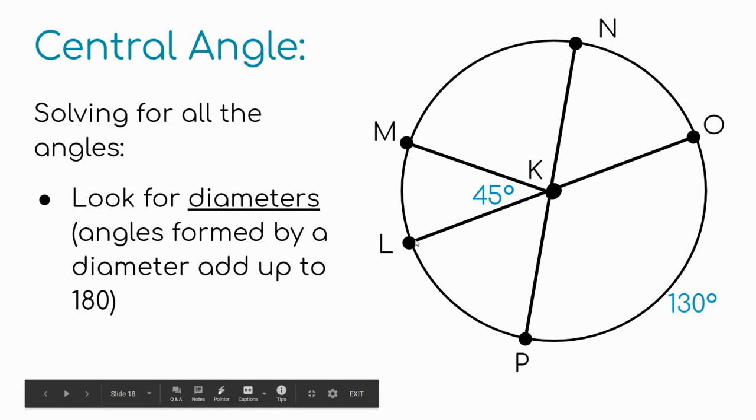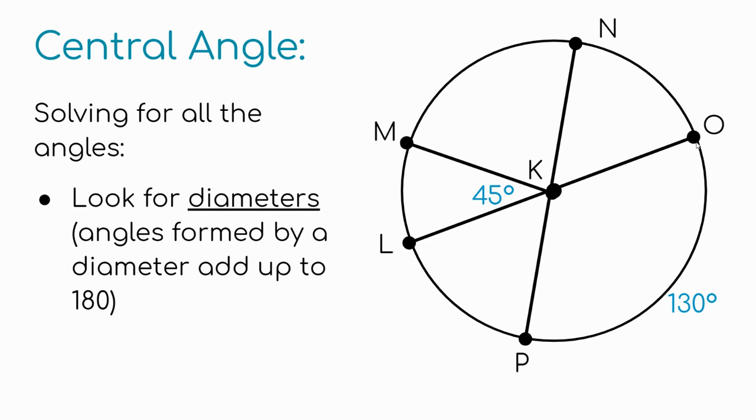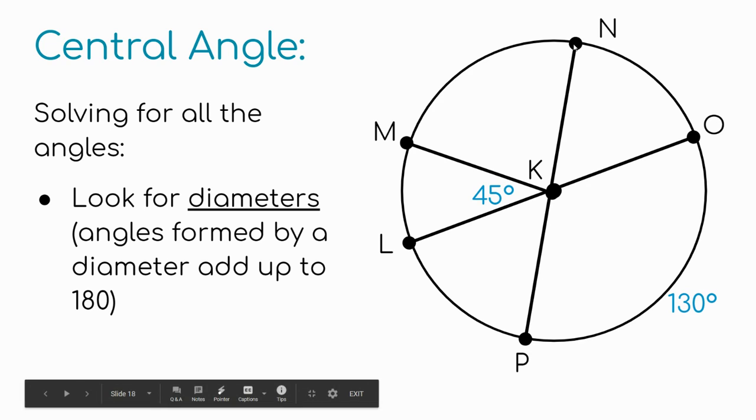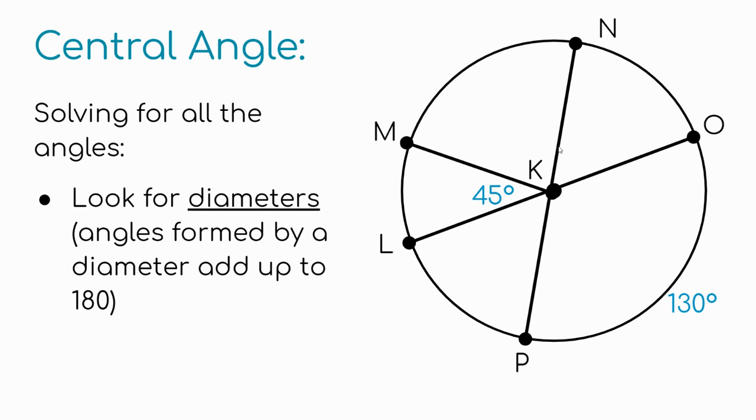through the center. So this LO is a diameter. And diameters are lines, and you should remember, hopefully, that angles on a line add up to 180. So that means if LO is our diameter, these two angles have to add up to 180. It also means these three angles on this side add up to 180. We also have this diameter, PN, which means this side adds up to 180, this side adds up to 180.